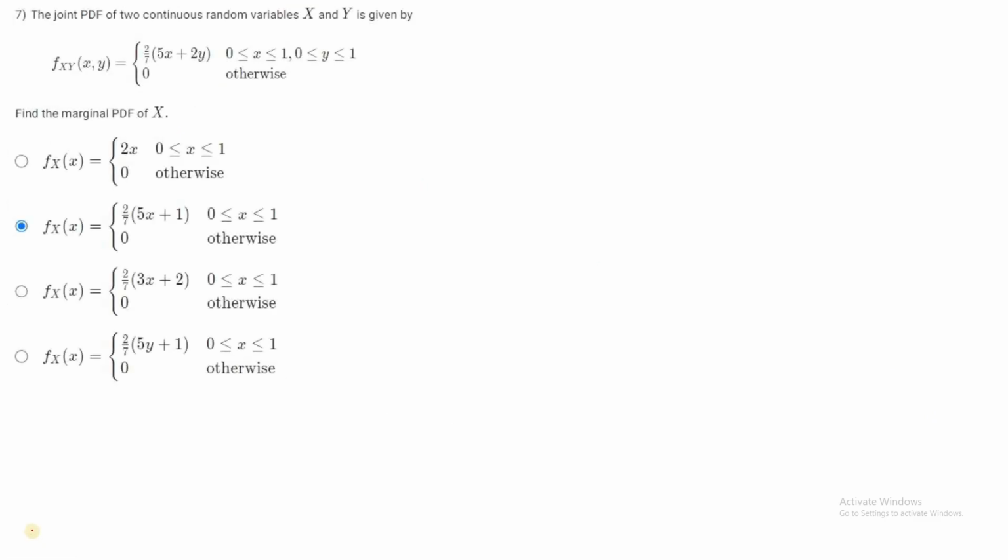Okay, next question. So the joint PDF of two continuous random variables x and y is given as some function. So we know the ranges. What is the marginal PDF of x? So how to find out the marginal PDF of x? So we have f_X of x is nothing but the integral with respect to y, right? So what is the range for y? 0 to 1. What is the function? 2 by 7 into (5x plus 2y) into dy.